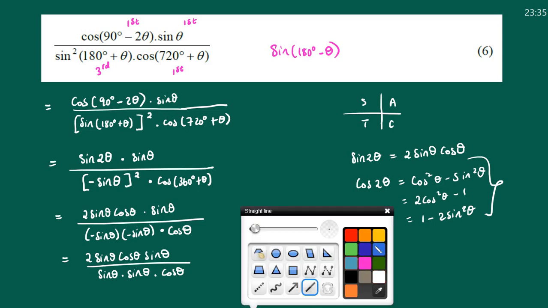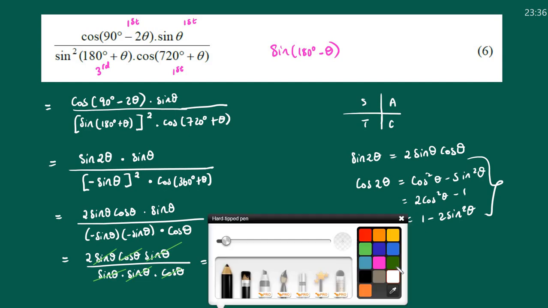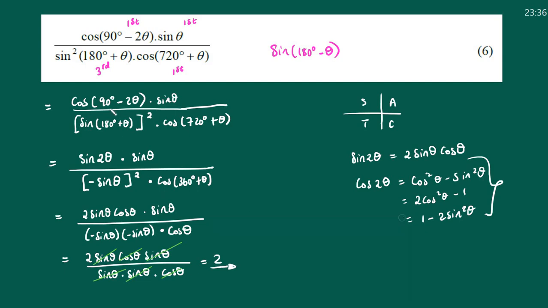So here we can see that this sine theta would cancel that sine theta there, and then this cos theta would cancel this cos theta there, and then this sine theta would cancel that sine theta there. Then in that case, the final answer would be 2. Then you are done. So how do we mark, to show the mark allocation?